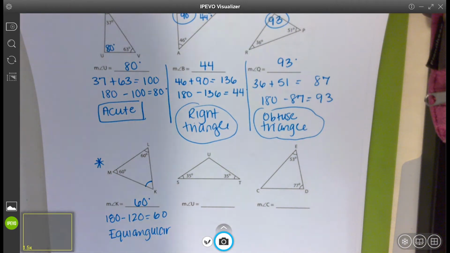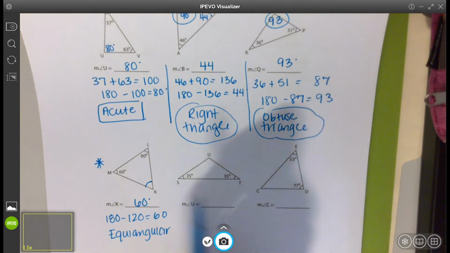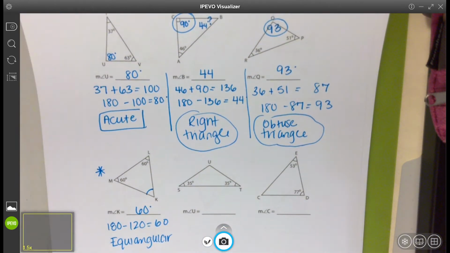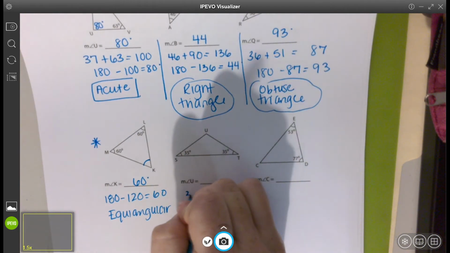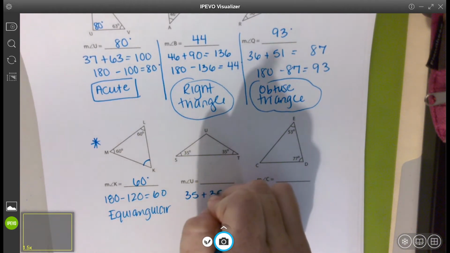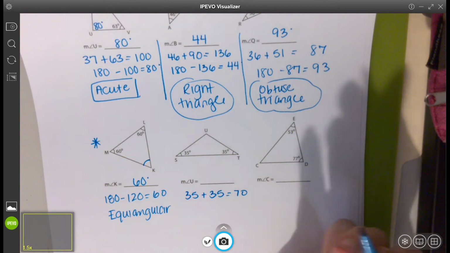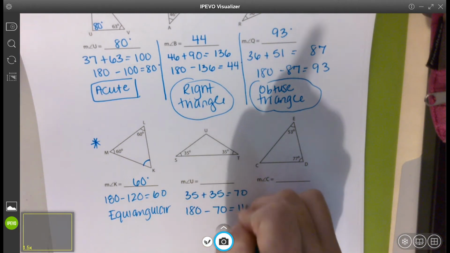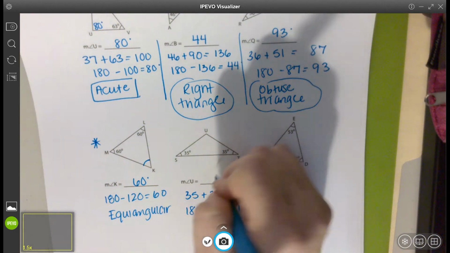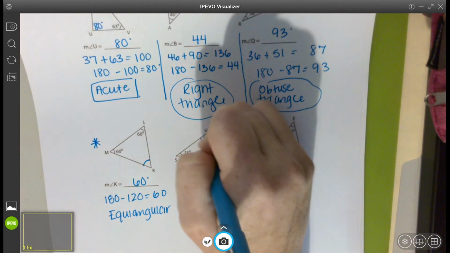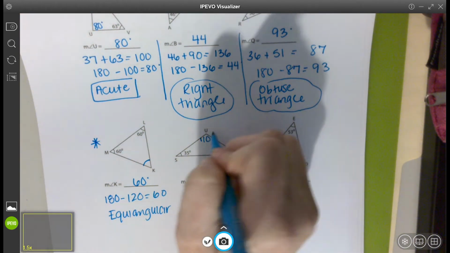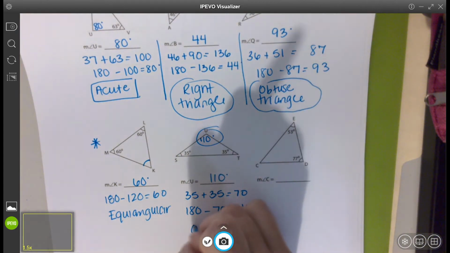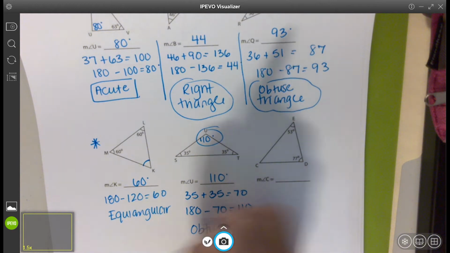All right, now we have our next problem here. We actually have two congruent angles again. However, they're not 60. So we're going to have to do a little more work here. So 35 plus 35 equals 70. Subtract that from 180. And that is 110. So again, label that here and put it on my diagram. 110 is that angle that I'm going to be looking at. It's greater than 90, so we have an obtuse triangle.